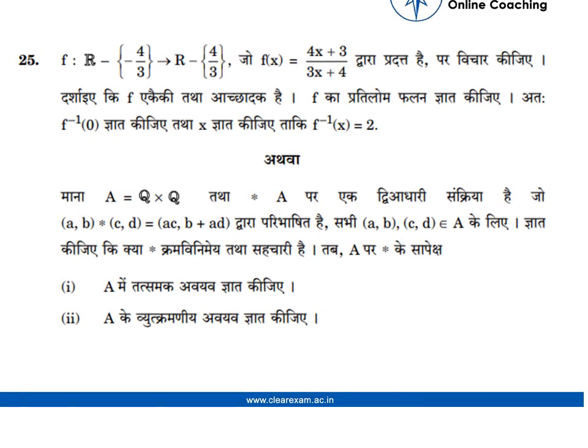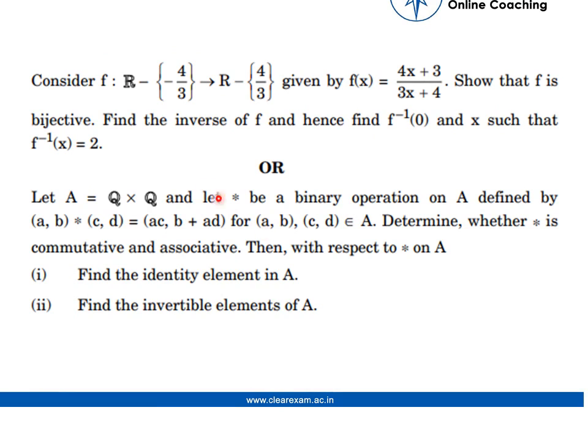Hello everyone. So here we have a question that says, consider f, that is the function from R minus {-4/3} to R minus {4/3}, given by f(x) equals (4x plus 3) upon (3x plus 4). Here we need to show that the function f is bijective, then we need to find the inverse of f, and hence find f inverse at 0 and x such that f inverse x is equal to 2.